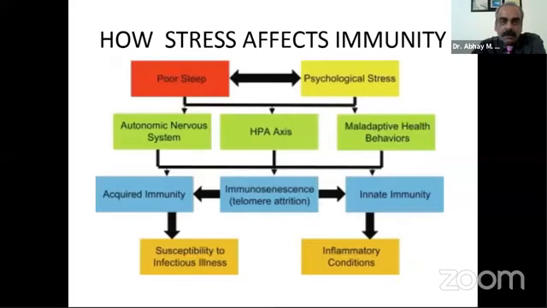Now, how does stress affect immunity? Because of stress, there is poor sleep, and the psychological stress will affect the autonomic nervous system. As I said, the hypothalamo-pituitary axis is activated.